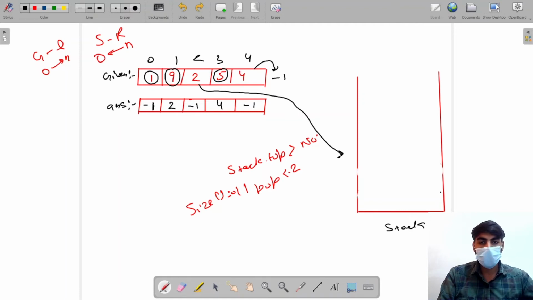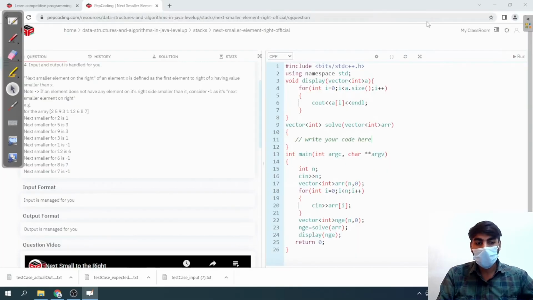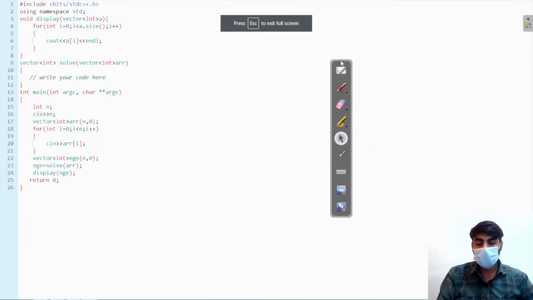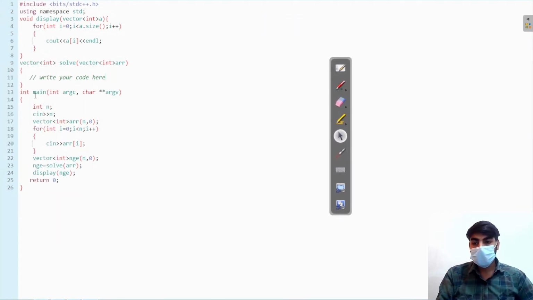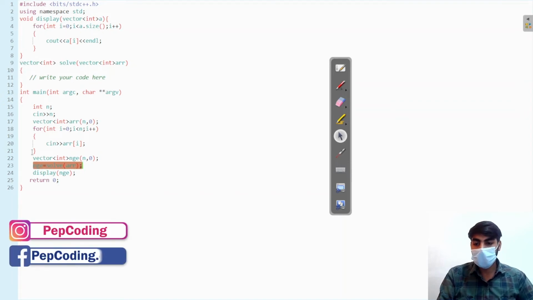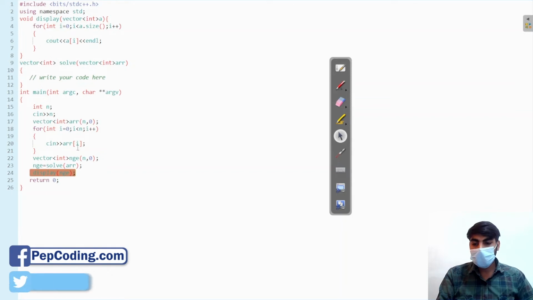So let's move to our editor and write our code. I'm maximizing the code so that you can easily see what is given. In the code they give a number n, which represents the size of our array. Then we have the array arr and its elements. Then we have a solution function which we have to complete, and at the end we have a display.